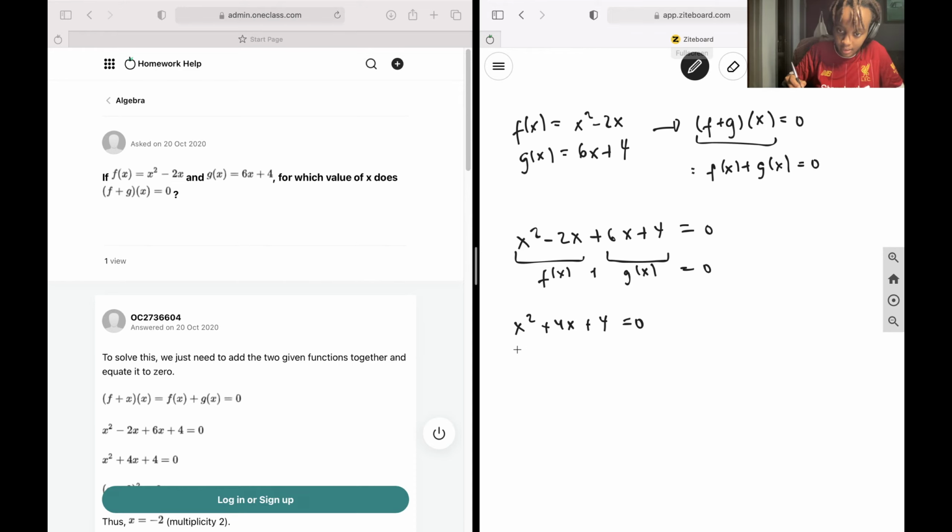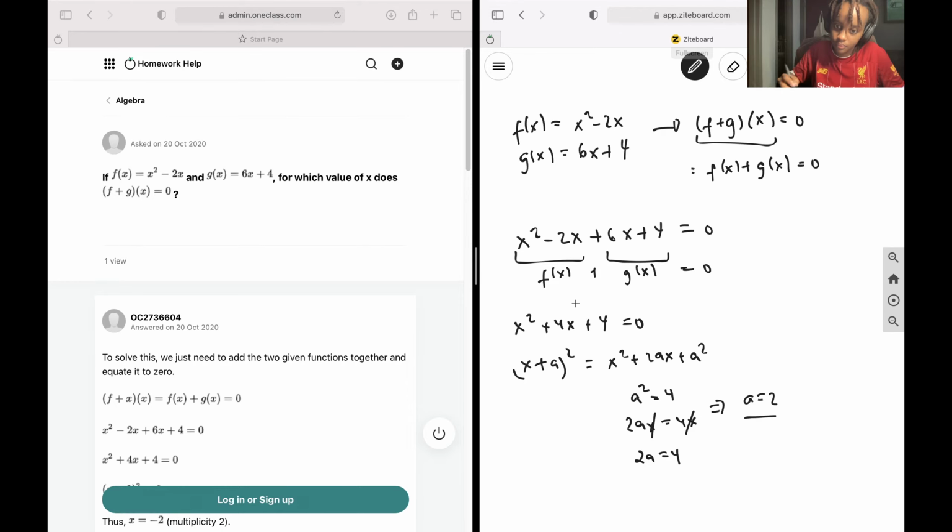And we know that when we have x plus a squared, we get x squared plus 2ax plus a squared. And so we want a squared is equal to 4 and 2ax is equal to 4x, which means 2a is equal to 4. And that gives us a is equal to 2, which means that this equation is solved by x plus 2 squared.